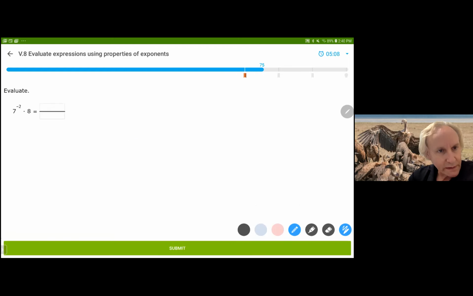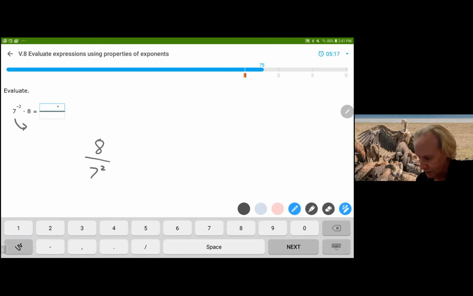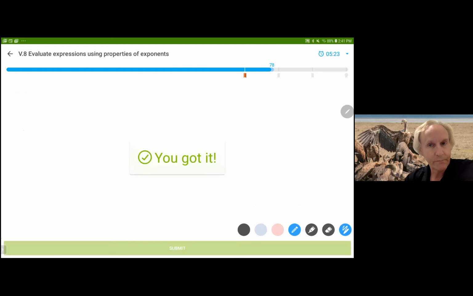Let's see, what do we get here? Now this time we have 8 over 49 because the 7 to the negative 2 gets moved to the denominator. So I'm looking at 8 over 7 squared, or 8 over 49. And of course, there's no common factors.